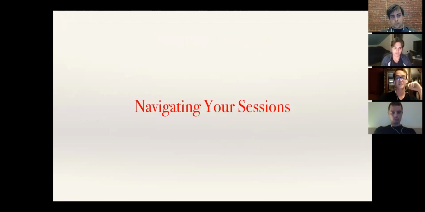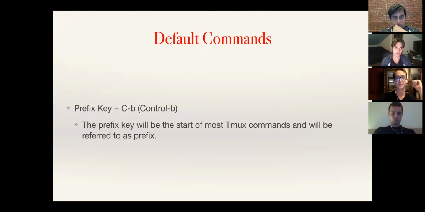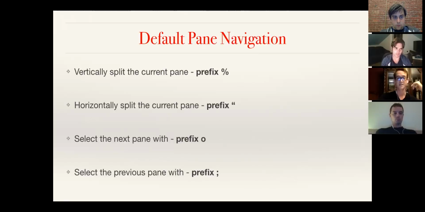So navigating your sessions in Tmux is pretty easy. Everything is started with a prefix key, which by default is Control-B. So when you're looking up commands for this application, most people refer to it as just prefix. So they'll say prefix and then the command. So the default for that is Control-B. And the default pane navigation does the same things as Vim would if you're using Vim. You can vertically split the pane with prefix percentage, horizontally with prefix quotation, and you can switch panes with prefix O or prefix semicolon.